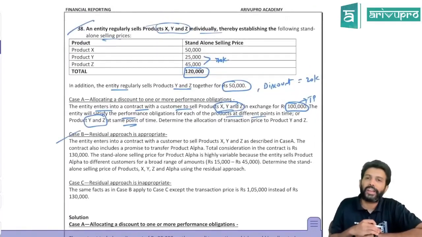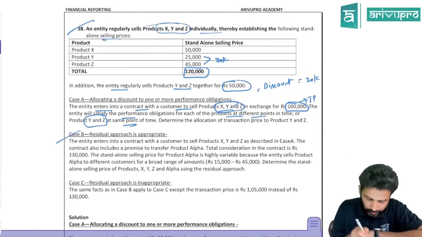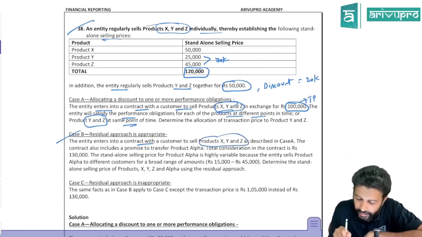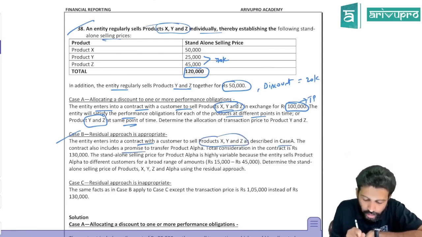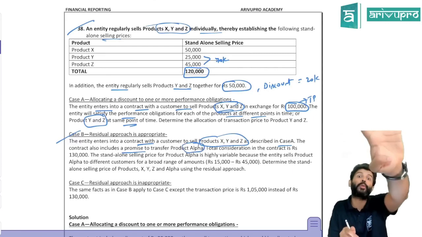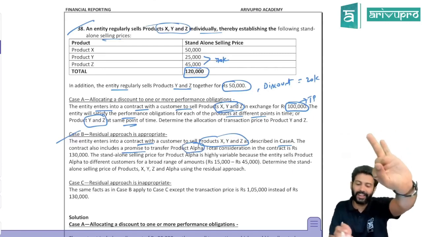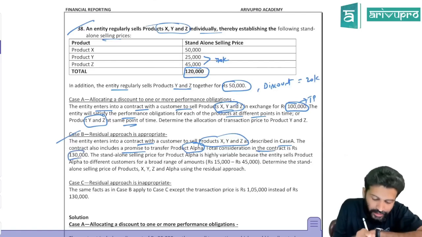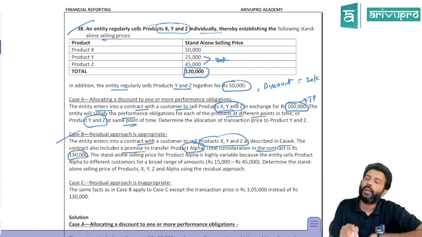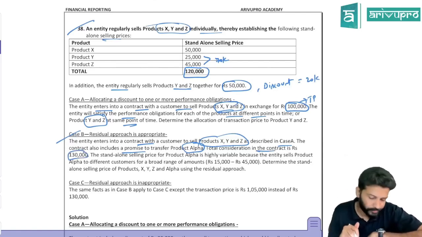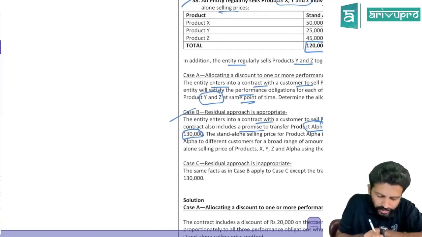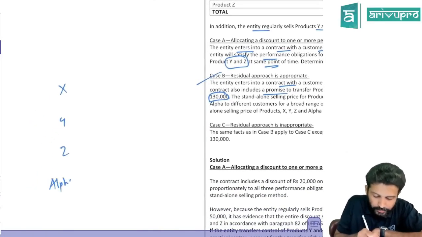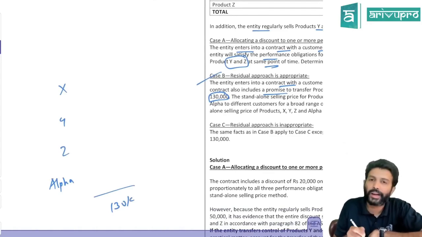Okay. What about case B? I think they have given 3 cases. Let's understand this. The entity enters into a contract with the customer to sell products X, Y, Z, described in case A. The contract also includes a promise to transfer product alpha. That means 4 products: X, Y, Z and alpha. Total consideration is 1,30,000. So total transaction price is 1,30,000.